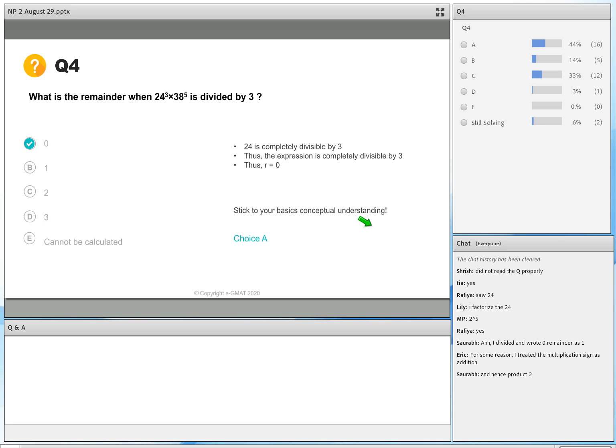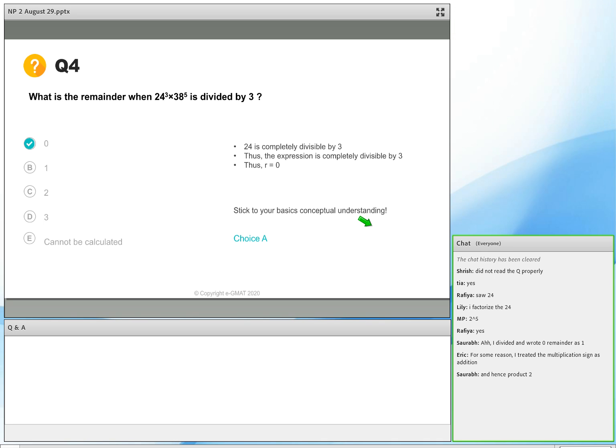I am going to open another poll now. Question number 5. Just mark still solving. You can meanwhile keep talking, of course. Let's see. Saurabh got product 2 because the first one gave you a 1 instead of a 0. Here's the poll to the 5th question. The poll is open. Please mark still solving.